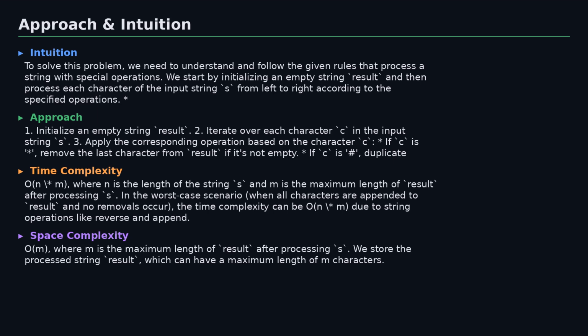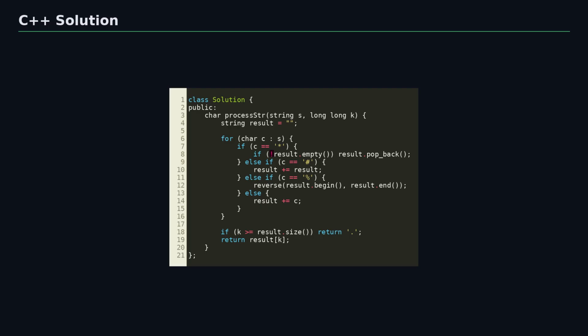Now, let's walk through the solution step by step. We start by initializing an empty string, which will store the result of the operations. Then, we iterate over each character in the input string. For each character, we check what operation it represents and apply it to the result string. If the character is a special operation, we perform the corresponding action on the result string. If it's a regular character, we simply append it to the result string.